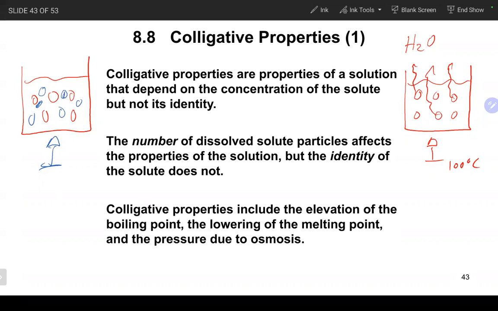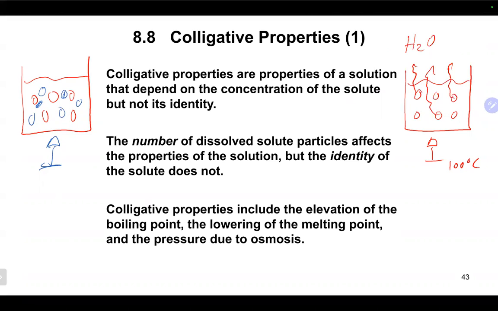So now these water molecules no longer have a free path to get out of there. They have to weave themselves around, and it's going to take a little bit more energy to do that. The result is we're going to see the boiling point increase. So instead of boiling at 100, it will boil at 102 or 105, depending on what you put in there. The same thing happens with freezing.